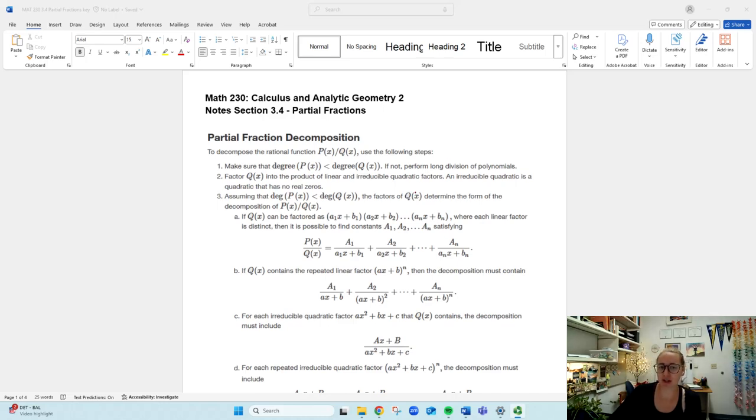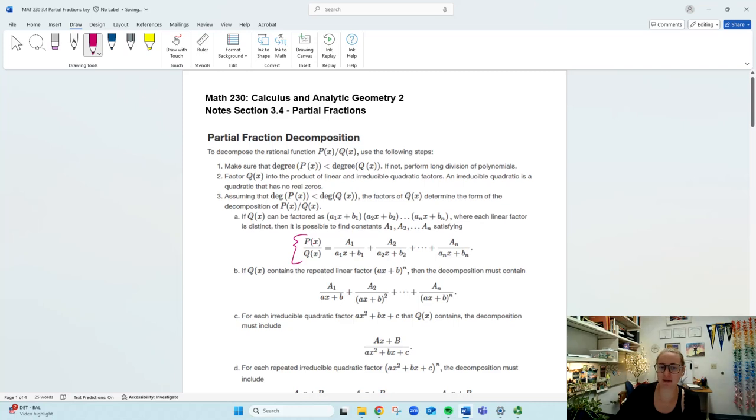In other words, we're trying to take a rational function like this, p of x over q of x. Both of those are polynomials. So a rational function is when I put a polynomial over a polynomial. So I'm trying to break that up into chunks that when I add those chunks together, I will get what I originally started with. So a couple things to think about.